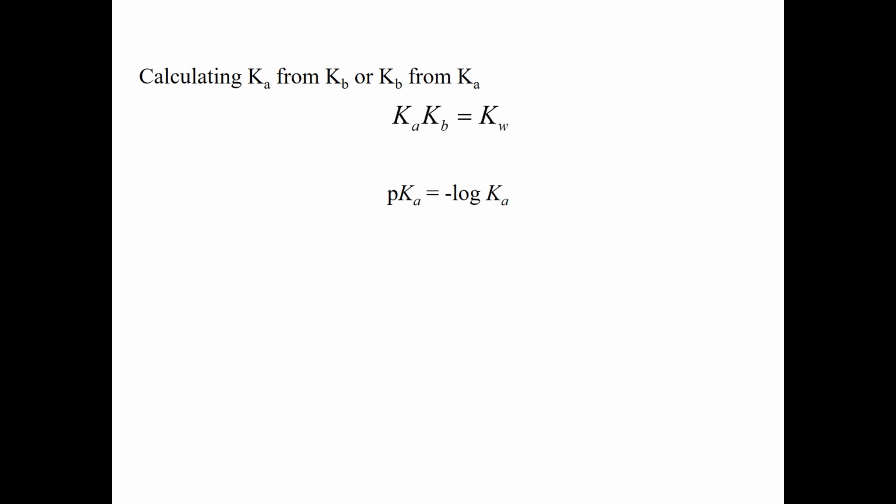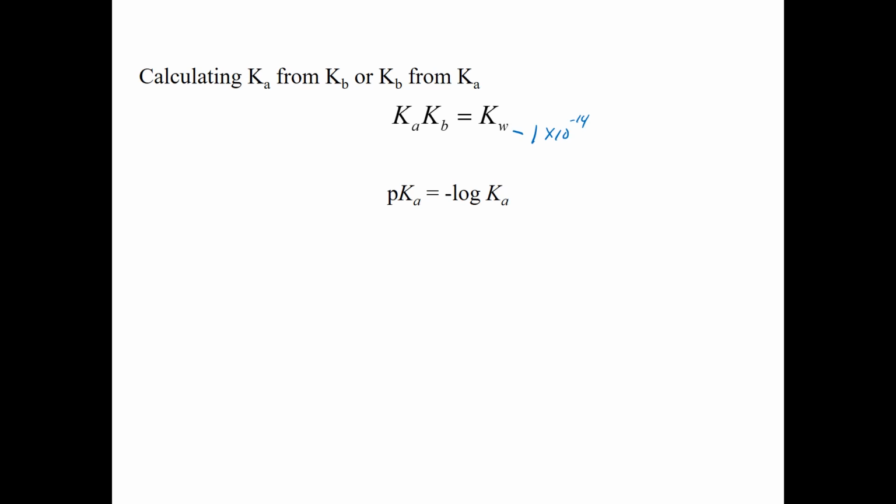The next section of the textbook is converting from Ka to Kb or Kb to Ka. And the formula for that, which is given in the textbook or on the formula sheet, is Ka times Kb is equal to Kw. This is the same Kw we used in the last chapter. This is 1 times 10 to the minus 14th, which you have to know.